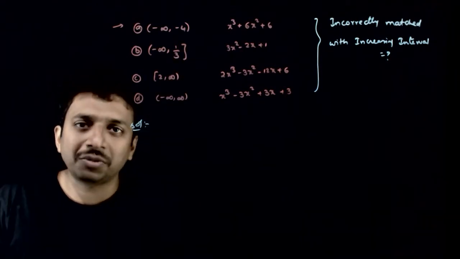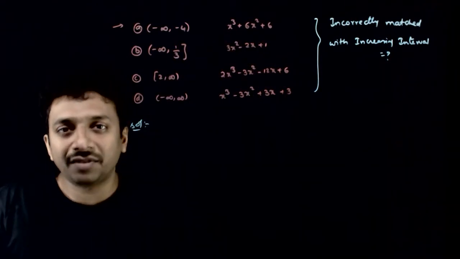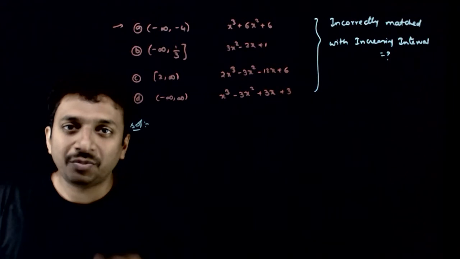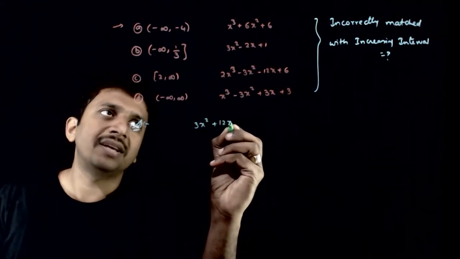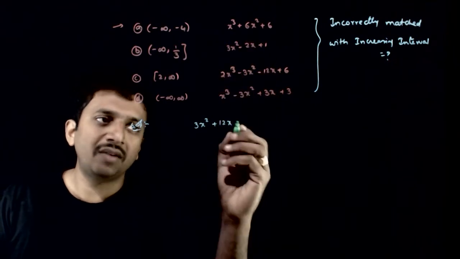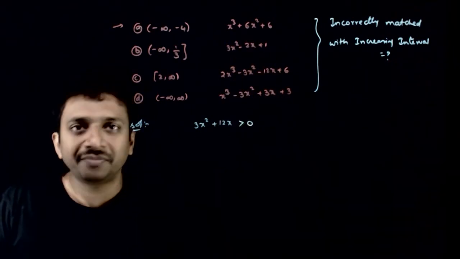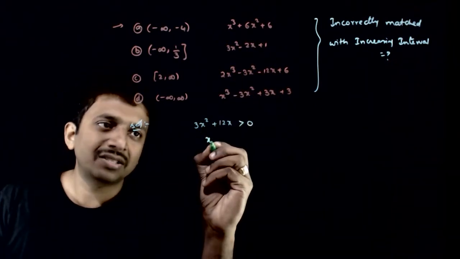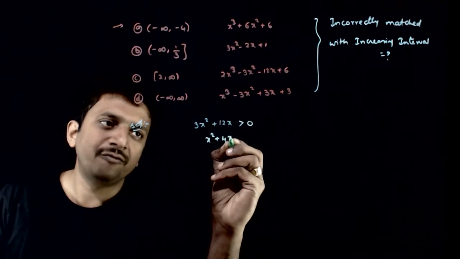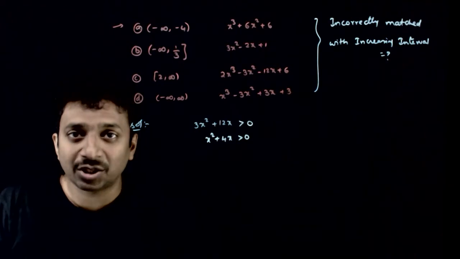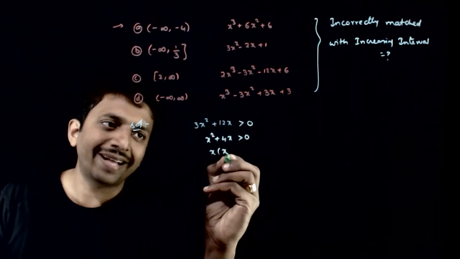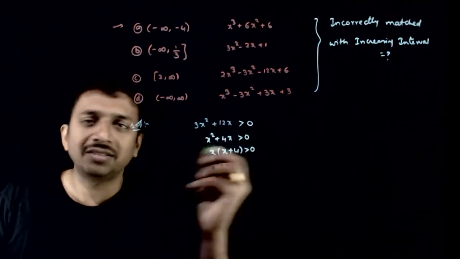If you take the first option, if I want the increasing interval of this function, f dash of x has to be greater than 0. It is 3x square plus 12x, and 3x square plus 12x has to be greater than 0. That is x square plus 4x has to be greater than 0. That is x into x plus 4 has to be greater than 0.